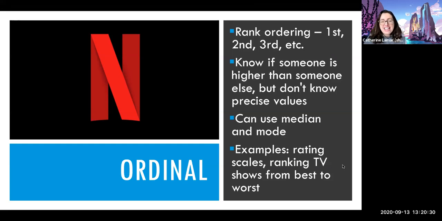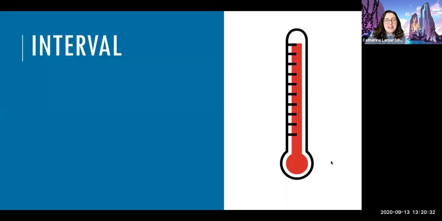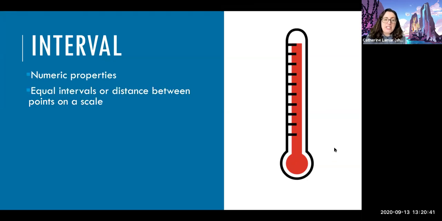Now, to go into our next measurement scale, we have interval scales. Interval scales have numerical properties that are literal. This means that there's equal intervals or equal distances between points along a scale. What this means is that if you have a 3-point scale, there's the same distance from point 1 to point 2 as there is from point 2 to point 3. There's the same distance between each point on the scale.